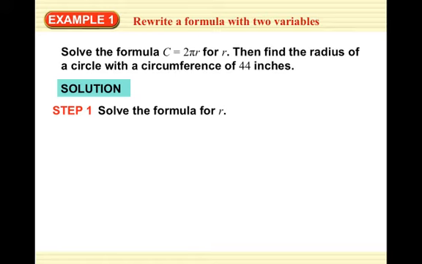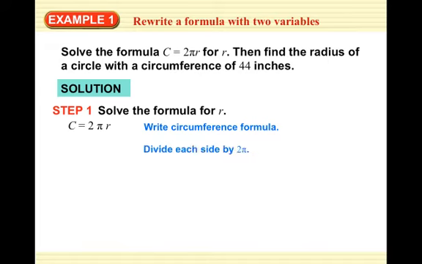Alright, so for our solution, step 1 is solve the formula for r. So we look at what we have, we write out the circumference formula, and we kind of think about what's going on here. We've got C equals 2 pi r. That means that C equals 2 times pi times r. So r is being multiplied by two things. It's being multiplied by 2 and by pi. So to undo that, we want to divide by 2 pi. So we're going to divide both sides by 2 pi.